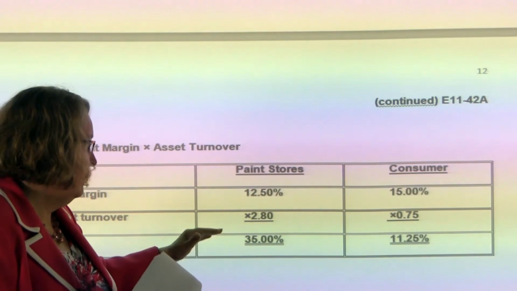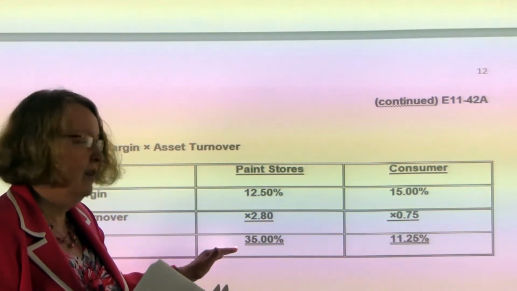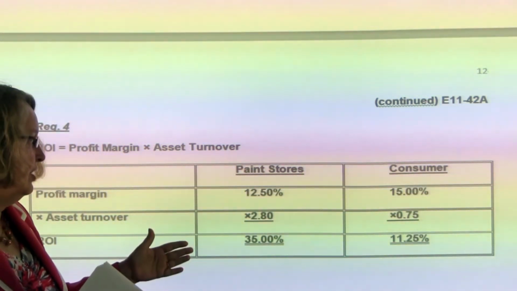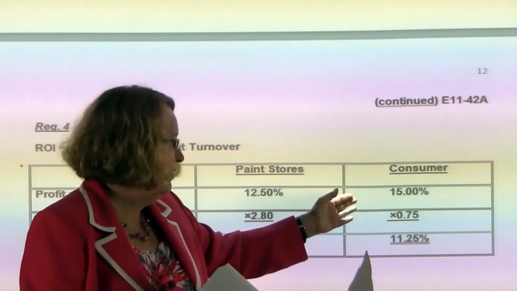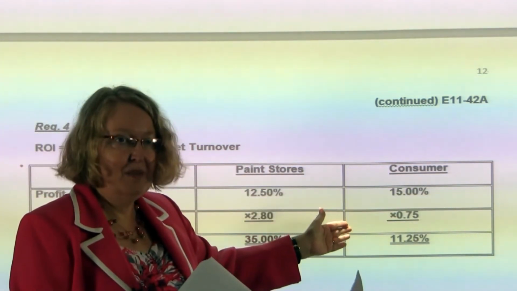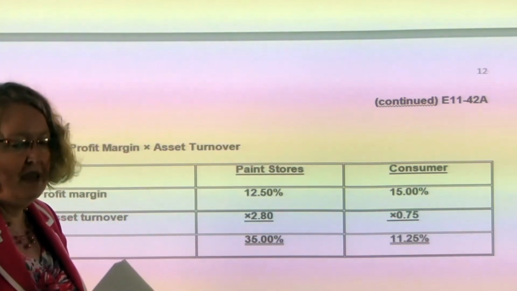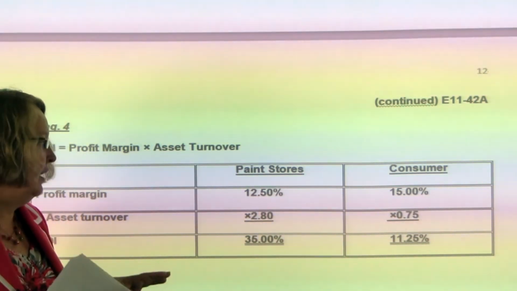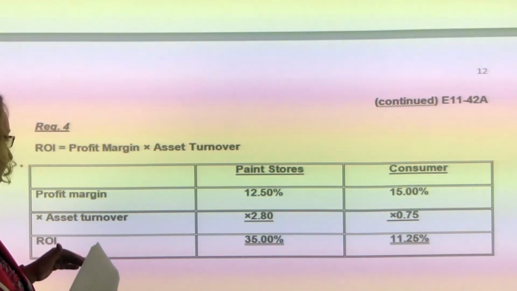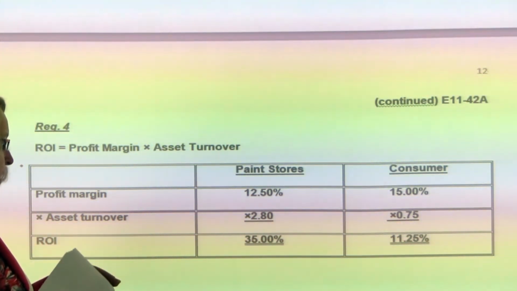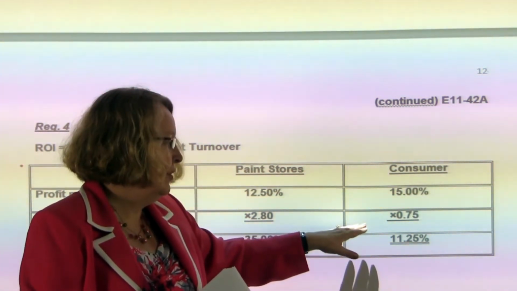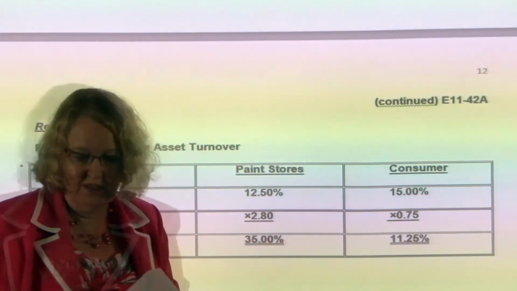So that's why you have the result that you do here with the 35% return on investment for paint versus consumer. So consumer division, yes, you're certainly getting a higher profit margin, but your asset turnover is much lower. So when you're presenting this information to senior management in the company, they can then see what they might need to do to improve on the return on investment. So for the consumer division, if they could get their asset turnover higher, then of course that would give them a better return on investment.